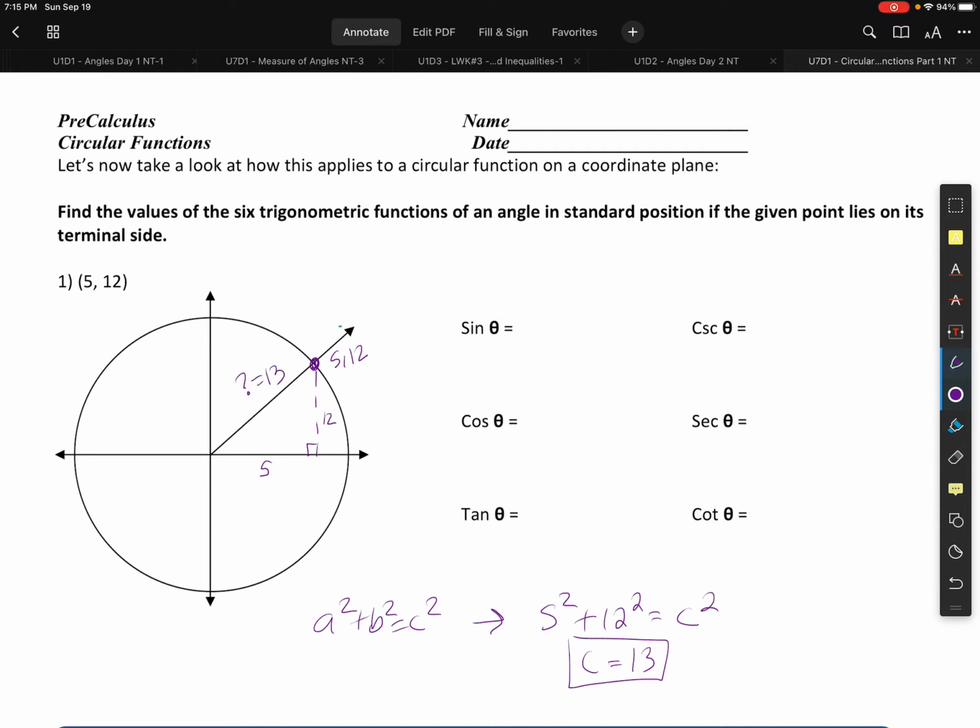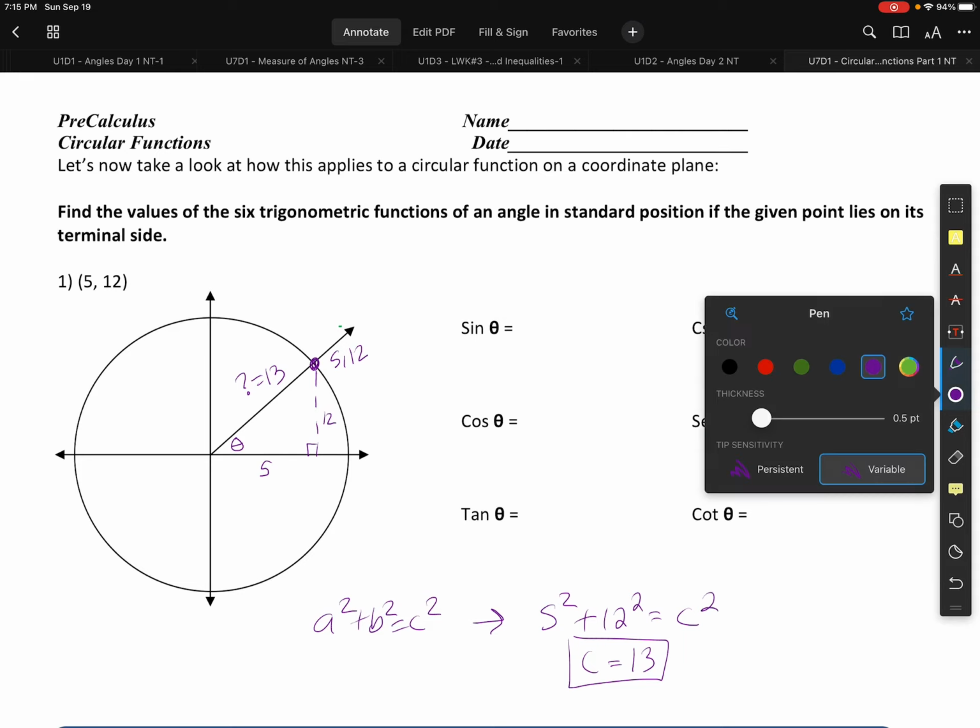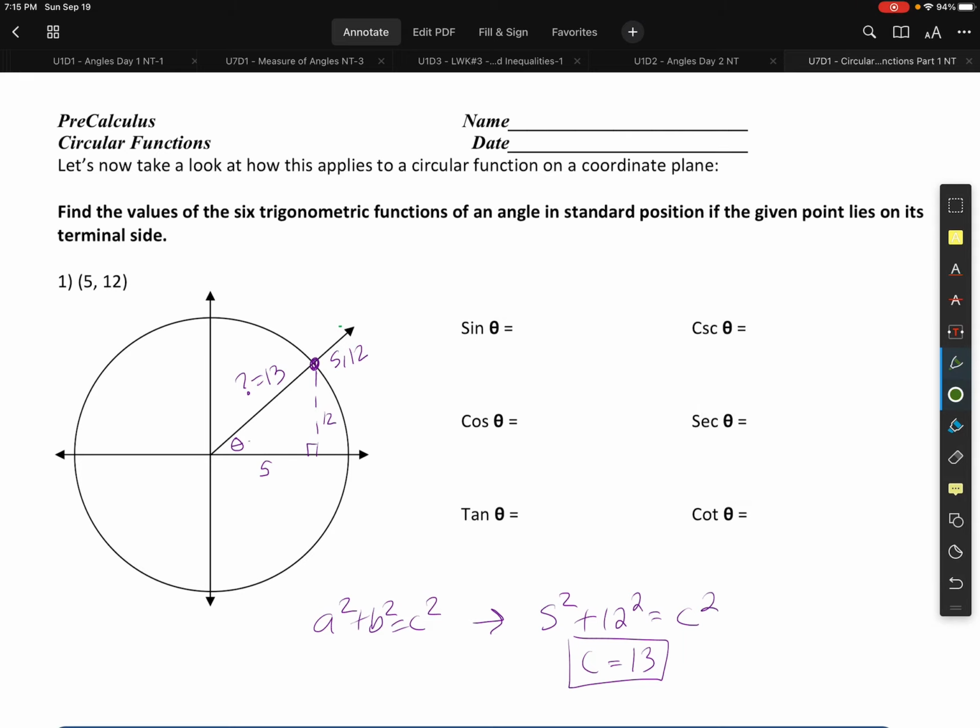Using that info, we can find all of our information. But where is the angle we're focused on? Right, it's always going to be the reference angle. So the reference angle we have is right there in the bottom left corner. So based off theta being in the bottom left corner, if I were to label up my info here, 12 is my opposite, 13 is my hypotenuse, making 5 my adjacent.